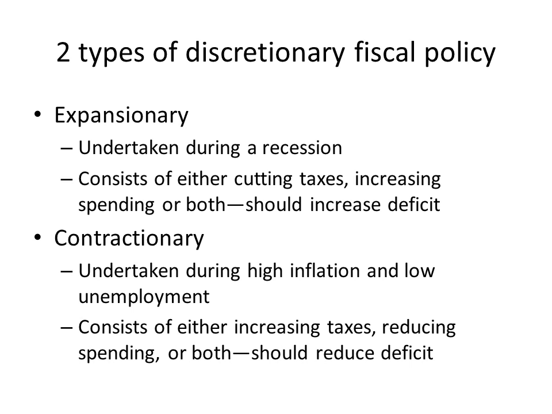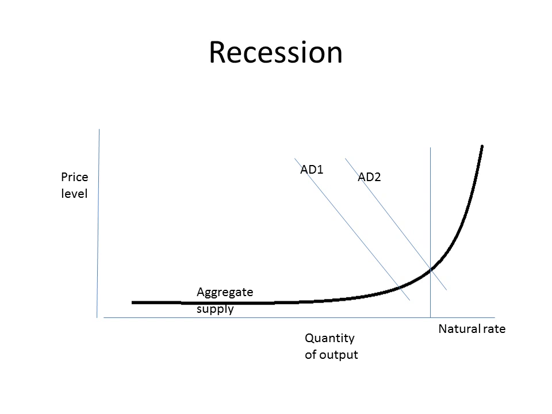Contractionary fiscal policy is undertaken during high inflation periods and low unemployment periods. In other words, at this point, we're above the natural rate. This consists of either increasing taxes, reducing spending, or both, and should reduce the deficit and possibly lead to a surplus. In this graph, we can see our typical equilibriums.